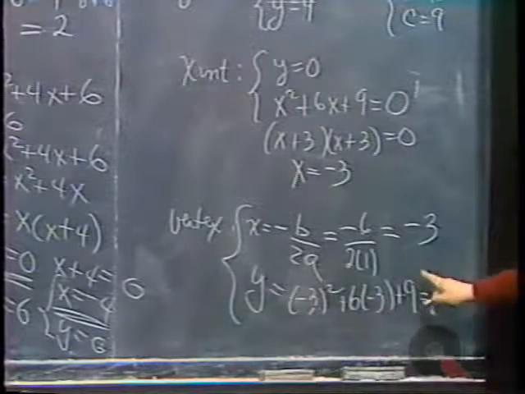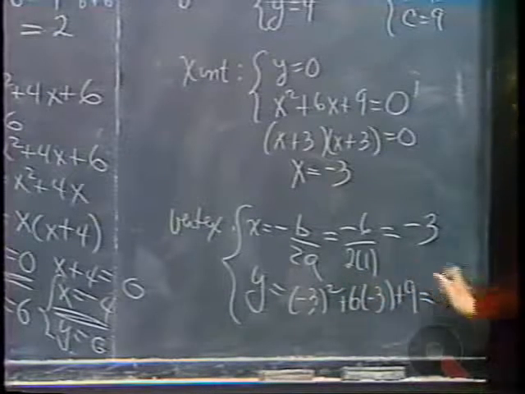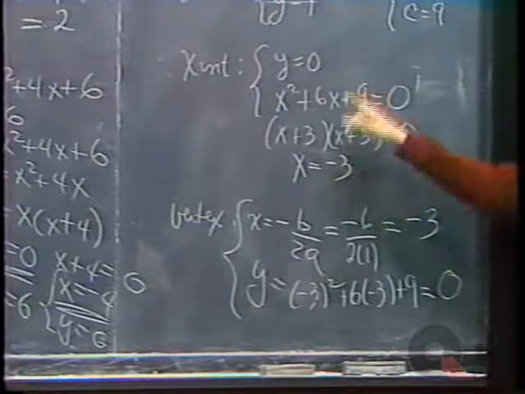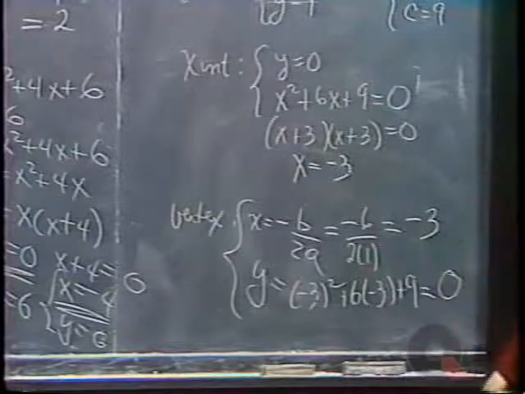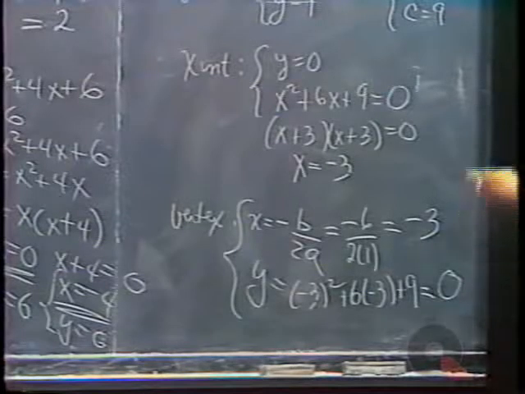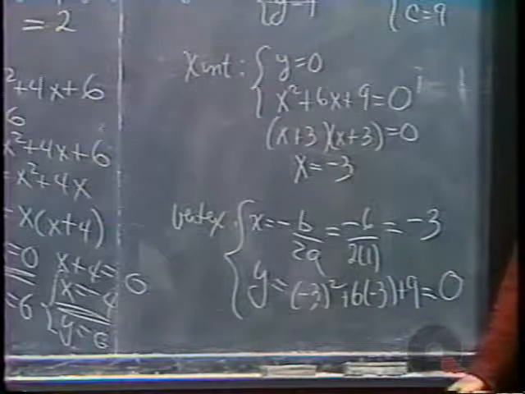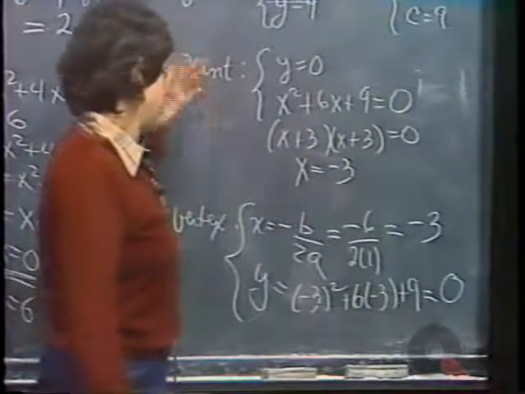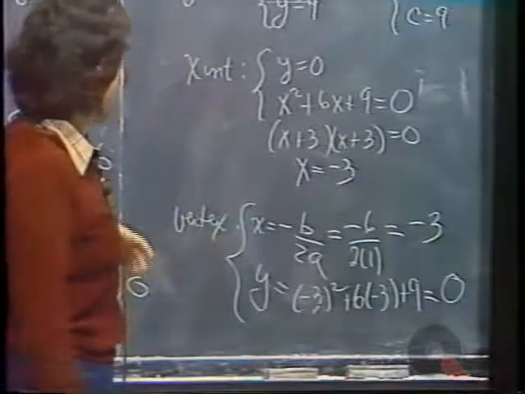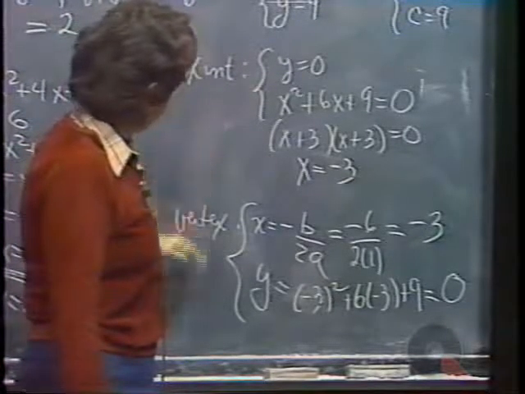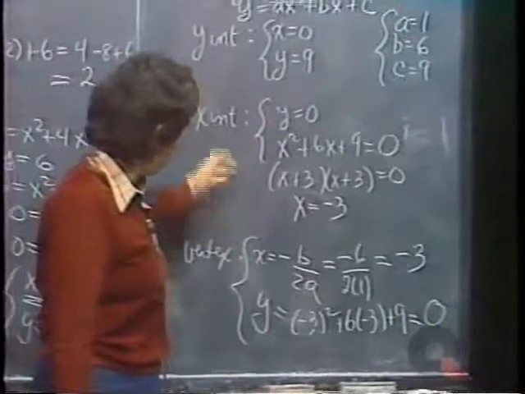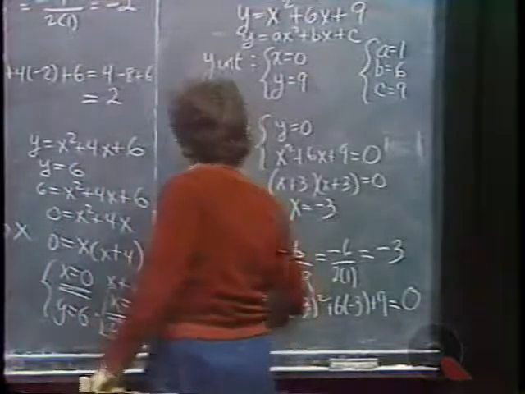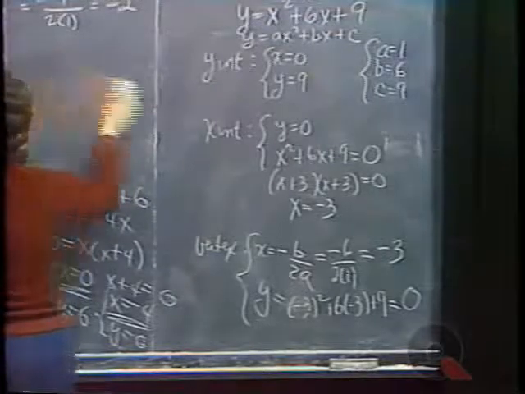9 minus 18 plus 9, that's 0, which is not too surprising since we already know when x equals minus 3, y equals 0 from the x-intercept. So it turns out the vertex is the x-intercept. Whenever the vertex and the x-intercept turn out to be the same point, in other words, one point doing double duty, we need an extra point to get a good picture of the parabola. Now, let's see what we have so far.